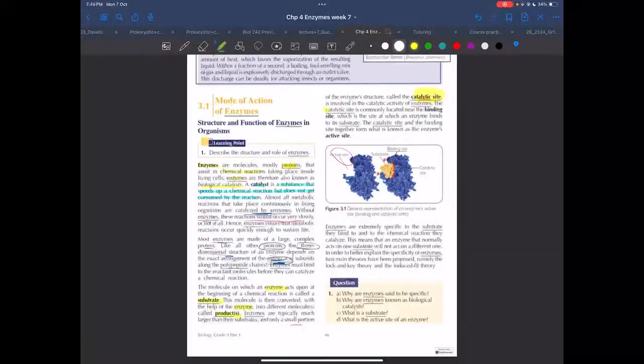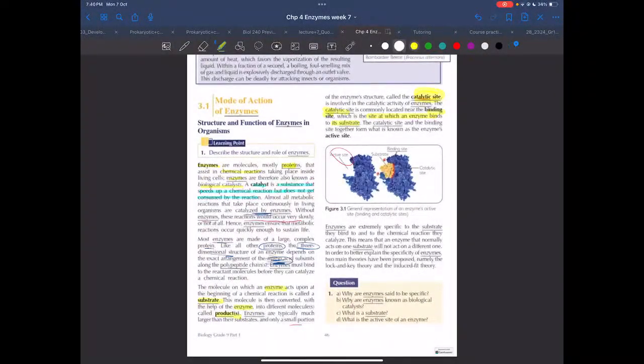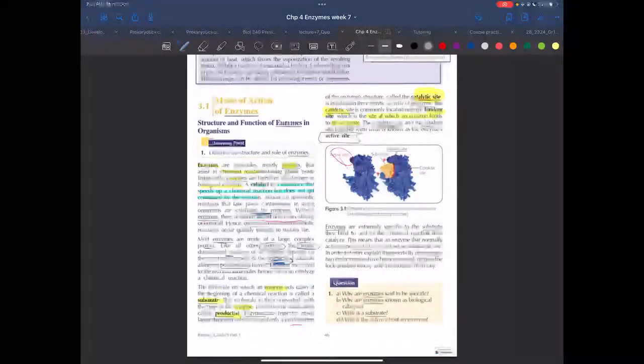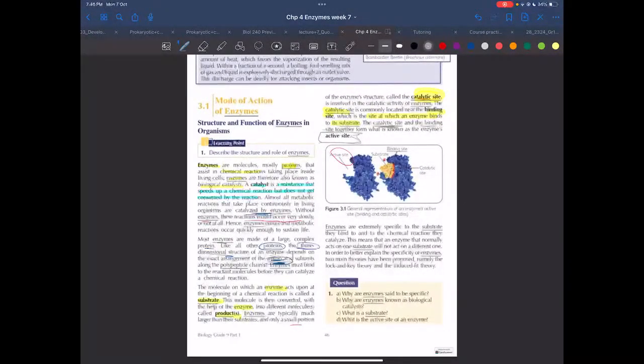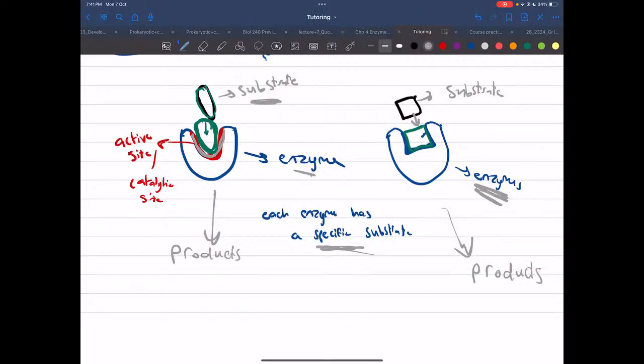Now, what is this catalytic site? It's located near the binding site. The binding site is the site at which the enzyme binds its substrate. And what is the catalytic site? The catalytic site and the binding site together form the active site of the enzyme, okay? And as I told you, enzymes are specific to their substrate. They bind to the chemical and they catalyze. So the enzyme that normally acts on one substrate will not act on a different substrate, okay? Now, till now, is everything understood or no?